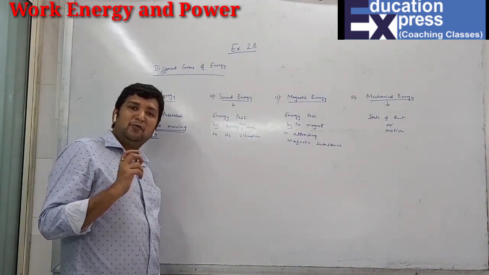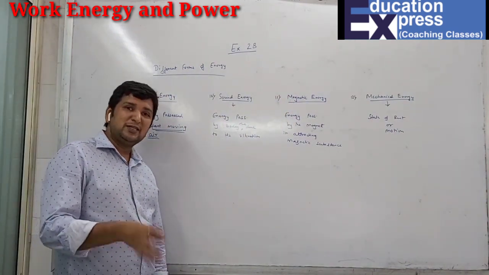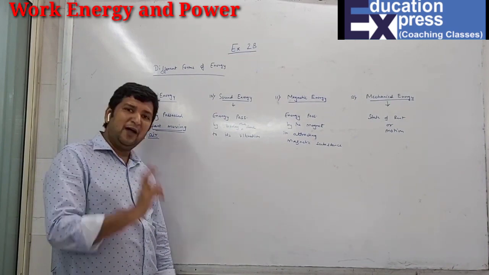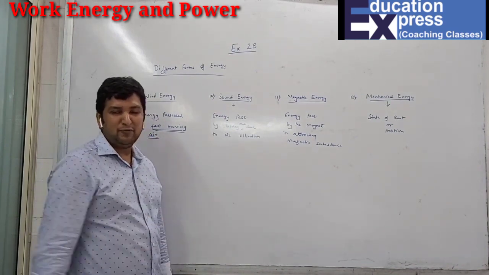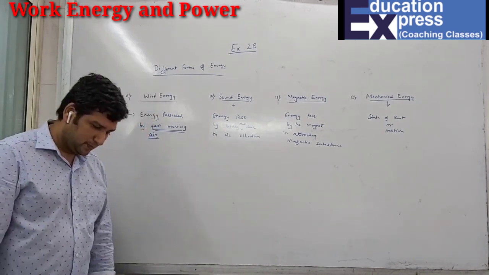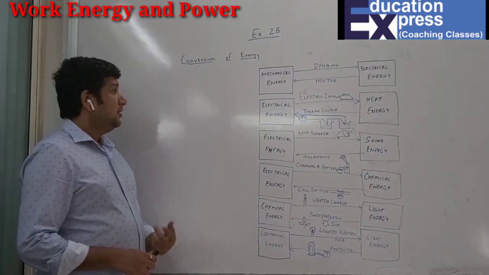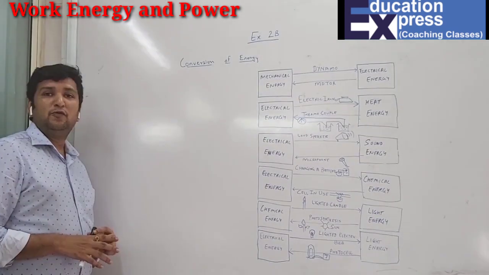Now it is an important question which will definitely come for 2 marks. They'll give you a certain thing and you just have to name the conversion, from which form to which form. So I'll explain that, which is very, very important. Students, this question will come for 2 marks.